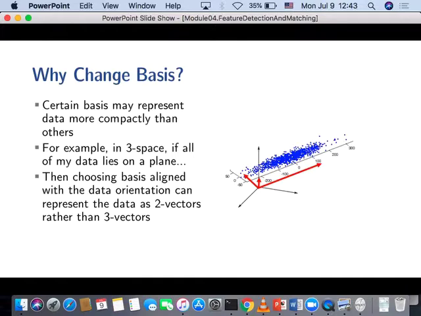Okay, I'm saying if my data has certain structure to it, certain regularity, like in this case the data lying in some subspace of the full space, then choosing a basis that spans that subspace orthogonally is actually a more compact representation of my data. This is a very key point. So make sure that you understand this properly.